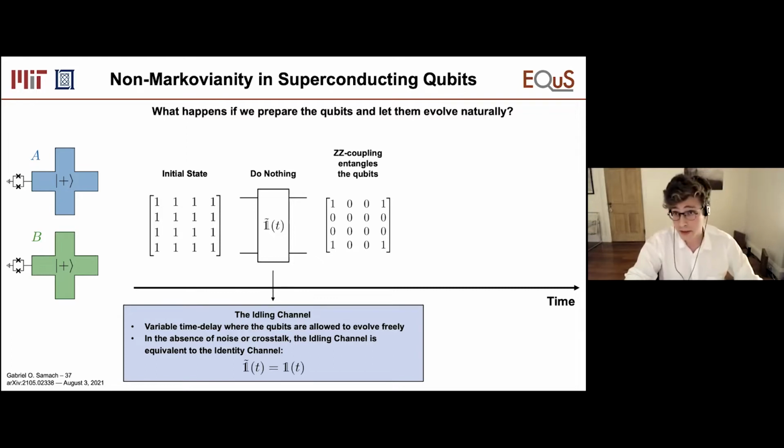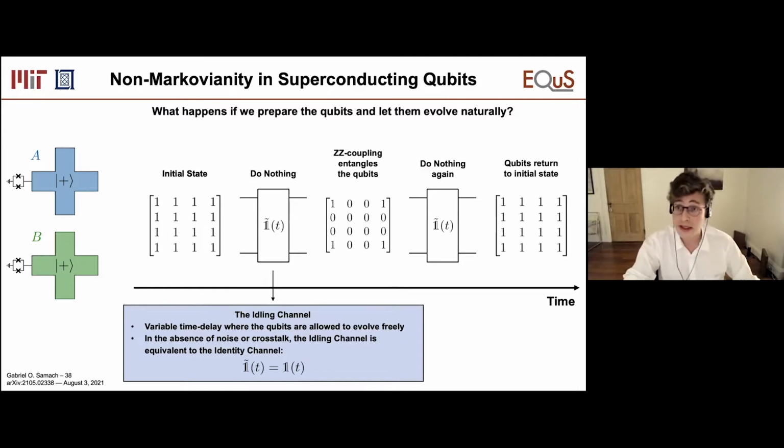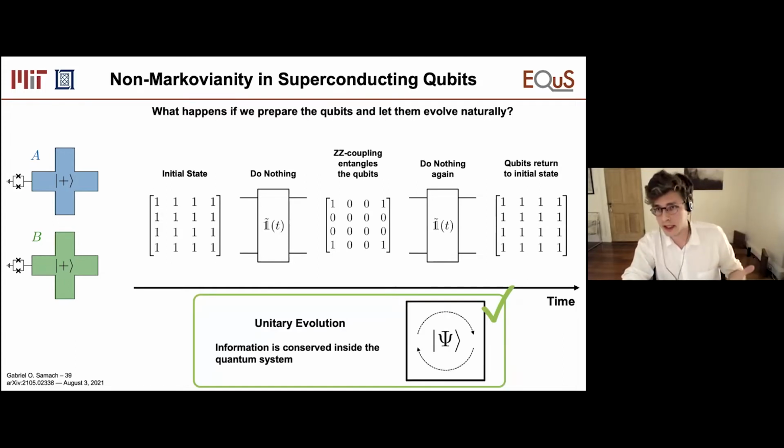But if we were to allow our qubits to continue to evolve undisturbed, so we do nothing again, we may find that the qubits return to their initial state. So if I look at this movie from initial state to entanglement and back, it's pretty easy to see that this is just unitary evolution. We know what the Hamiltonian of the system is, and the two qubits are just evolving according to it. So all information is being conserved inside the quantum system.